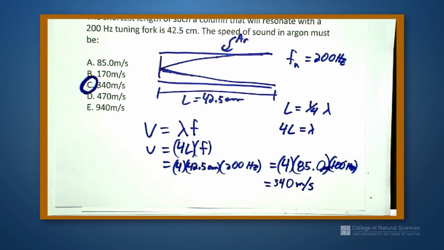which is kind of an interesting number because this is the number I remember for the speed of sound in normal air. And air is composed mainly of nitrogen, diatomic nitrogen.